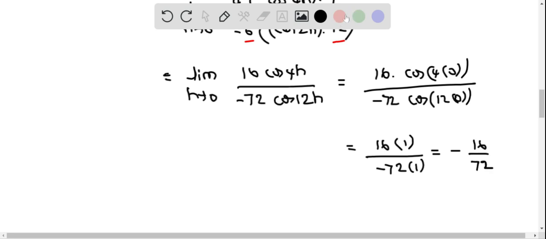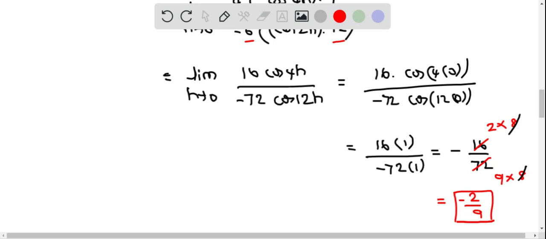We can do some cancellation over here. We have a common factor of 8. So this is 2 times 8, and this is 9 times 8. We can cancel this common factor 8. So when you do that, we get negative 2 over 9. And this is the answer for this question, the given limit.